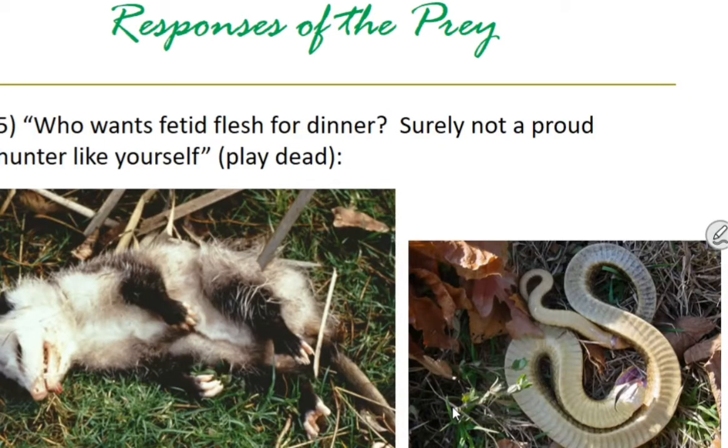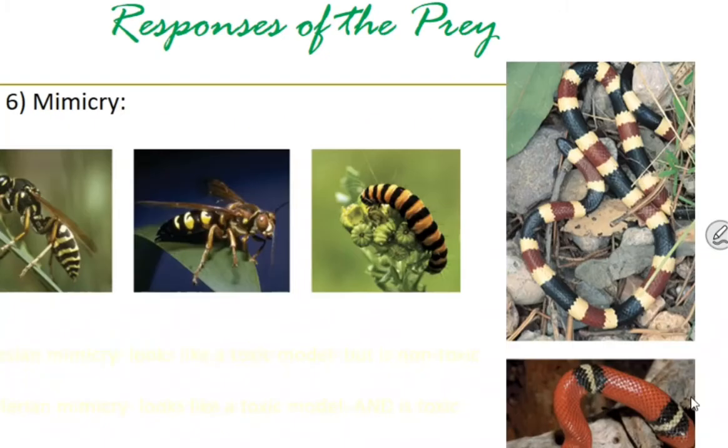And then faking dead. You guys have probably seen possums do this. Predators, real predators, don't like to eat dead meat. Like, scavengers will eat it, but predators tend to avoid doing that. So possums will play dead, and then this is a snake that plays dead. It's called the hognose snake. You guys see his little tongue hanging out of his mouth? Okay, so he'll flip over on his belly.